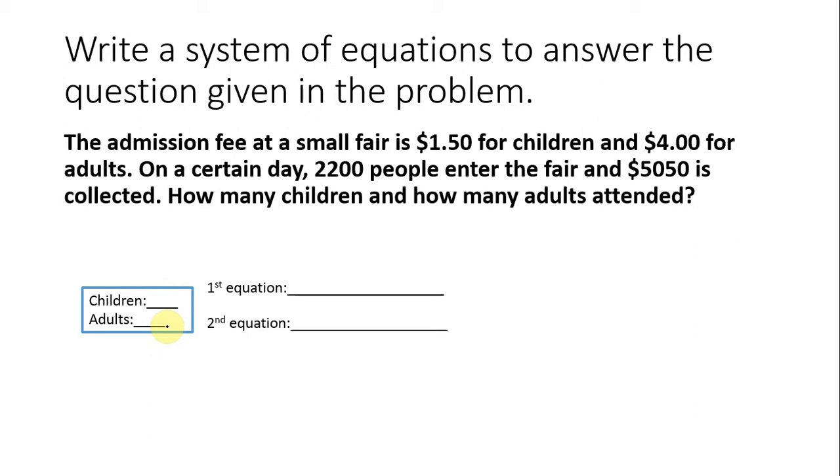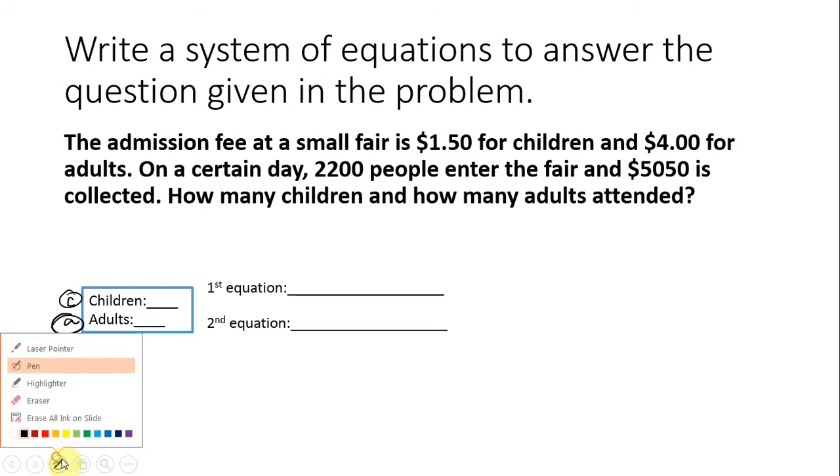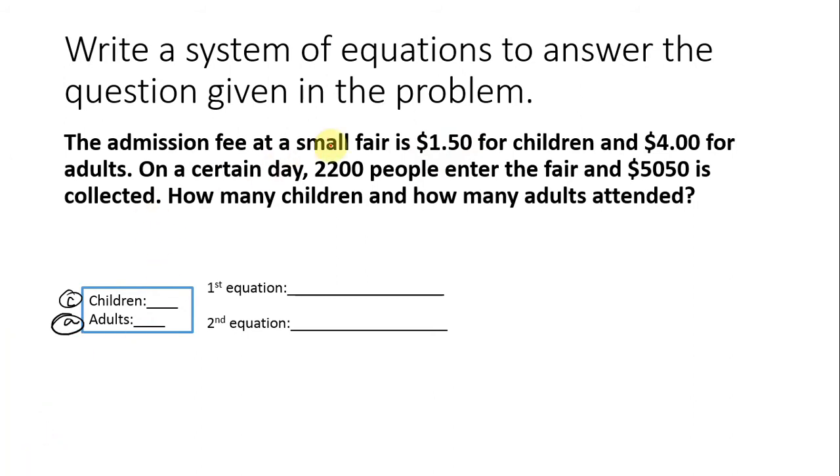See if you can come up with the first equation on your own. Okay, so my two variables, children, I'm going to abbreviate with a C, and adults I'll abbreviate with an A. When I read my problem, it says the admission is $1.50 for children and $4 for adults. So I'm dealing with dollars.